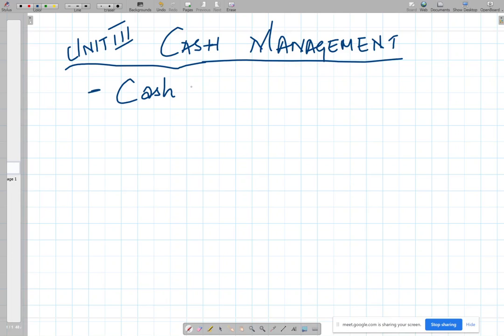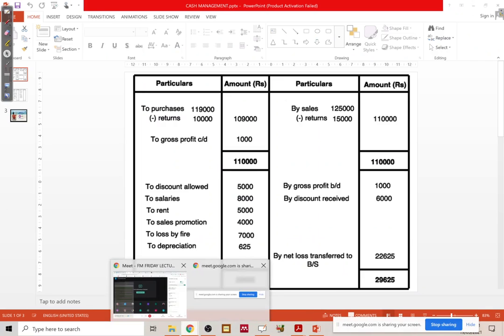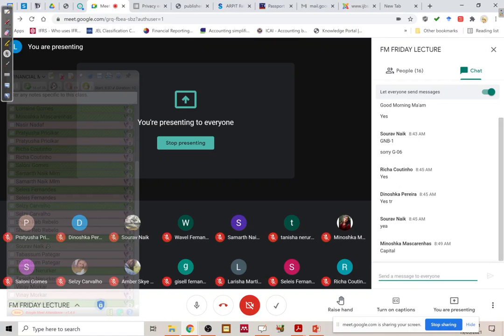Can anyone tell me what is the first thing that comes to mind when you hear the term cash? You can unmute yourself and speak. What does cash mean for a business? Let's talk from the business point of view. For a business, what is cash and why is it required? Why do we need cash in a given business? If you would want to even type your answers, okay.